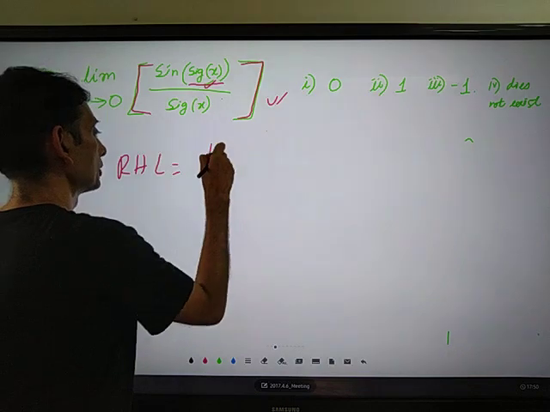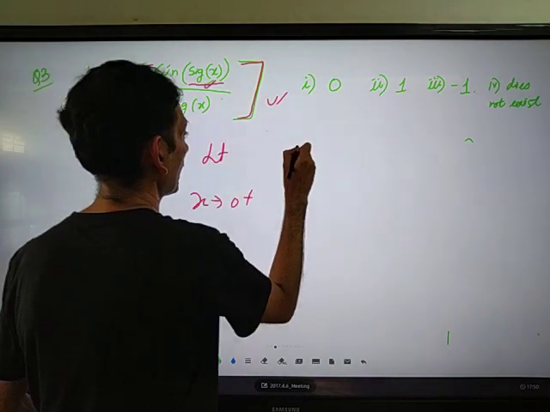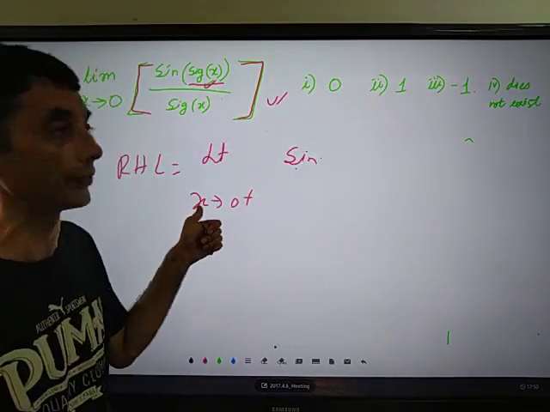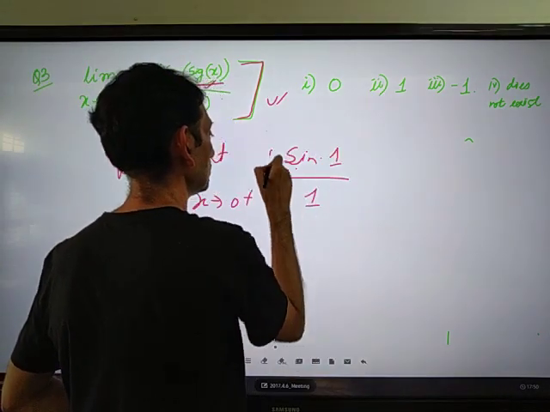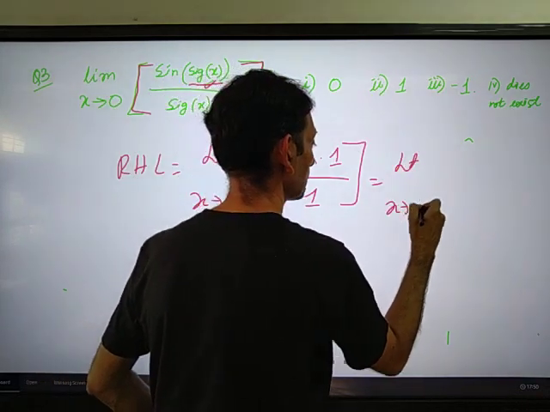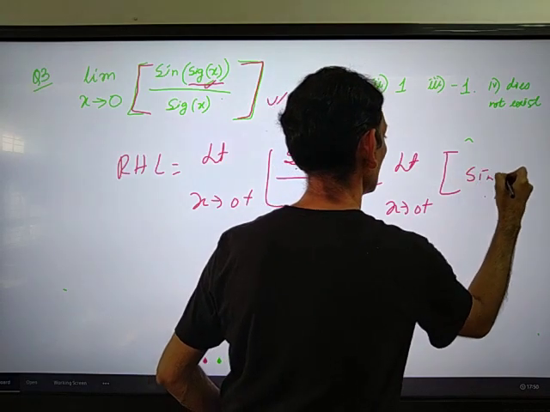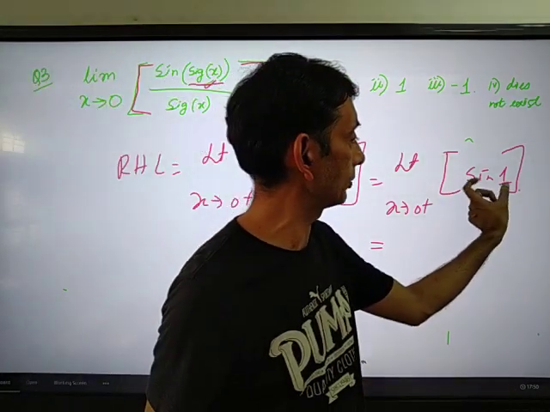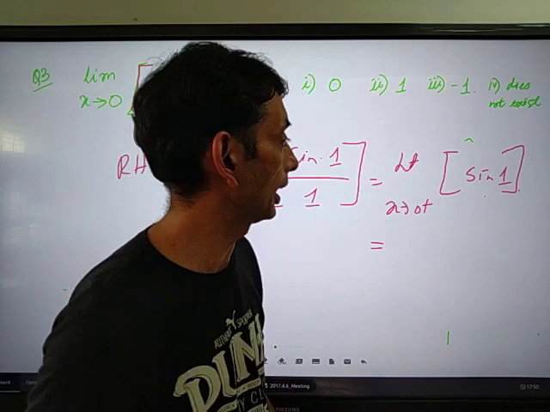Right hand limit, x tends to 0 plus. So what is the value? X tends to 0 plus means x will be positive here. So signum of x will be 1 and this is also 1. This is equal to limit x tends to 0 plus of the greatest integer function of sine 1. Exactly similar explanation: sine 1 is sine 57 degrees, so this value obviously will lie between 0 and 1.